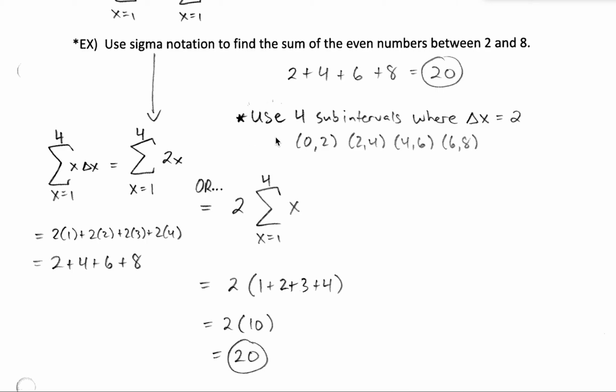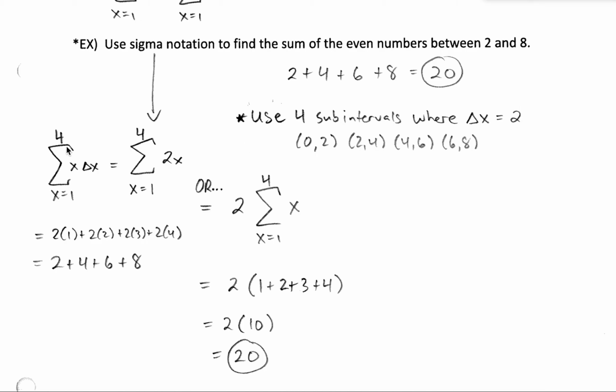Well, here's what we can do. We can think about this as sub-intervals. So counting by 2's, I go from 0 to 2, and then in my next interval, I'm going to jump from 2 to 4, and then I'm going to jump from 4 to 6, and then I'm going to jump from 6 to 8. So I have 4 different intervals here, and in each interval, I'm changing by 2.